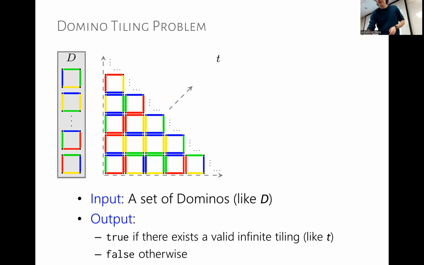So let's try a couple of examples. Let's say D is equal to the set. We're going to add green here, green here, black here and black here. Does this allow an infinite tiling? Yeah, it does. So we can just start to do this.